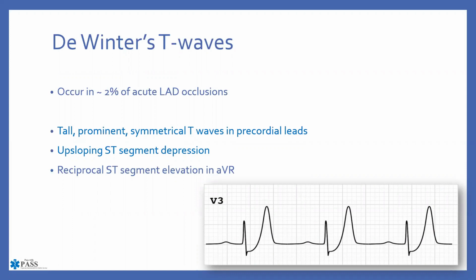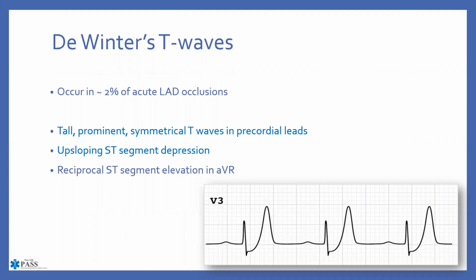So one of the ways that we can do that is something called De Winter's T waves. A De Winter's T wave occurs in about 2% of acute left anterior descending occlusions. And I'm actually going to take a second and draw this out so that you guys can understand where we're coming from as far as the different infarction patterns, but I'm going to wait a few minutes to do that. So this is a left anterior descending occlusion.